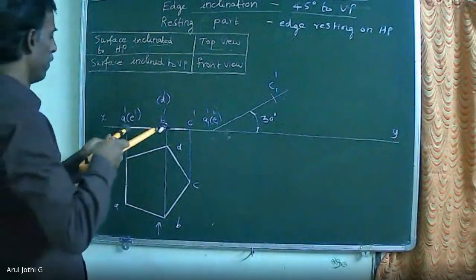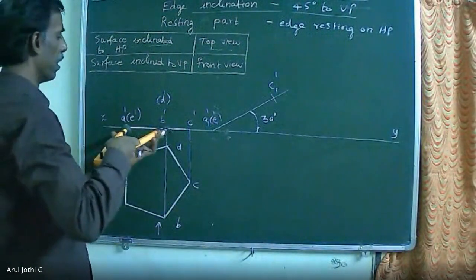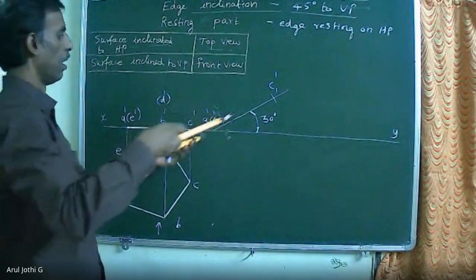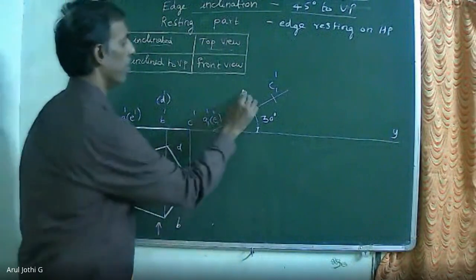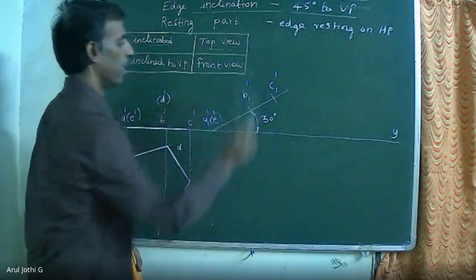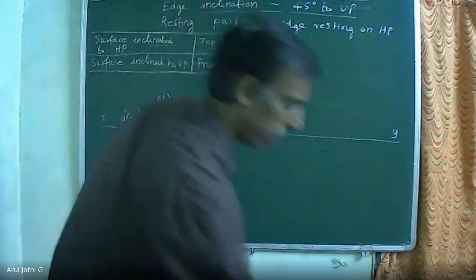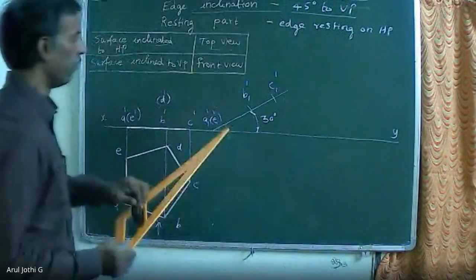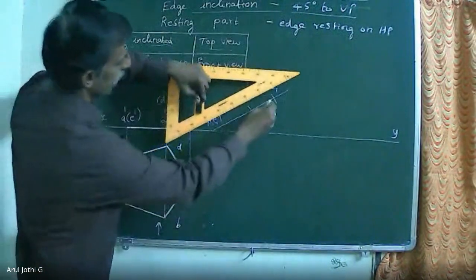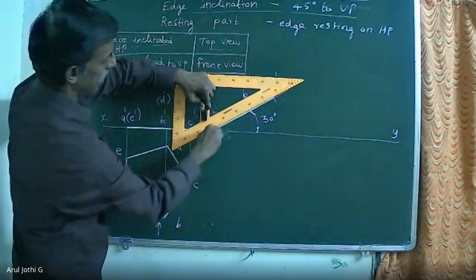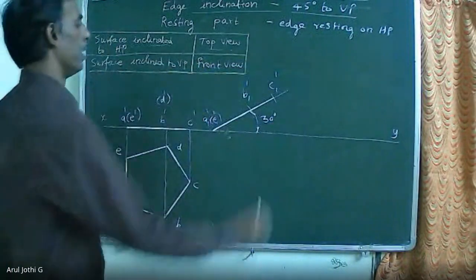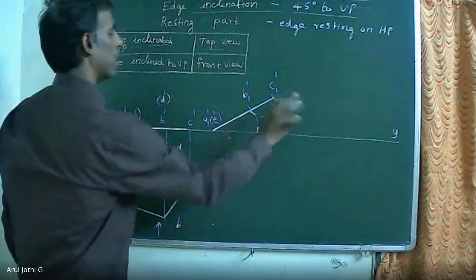The same way, measure A to B. So this will be B1 dash. Now we have tilted the front view to 30 degrees so that the plane surface is inclined 30 degrees to HP. You can erase this extra line.